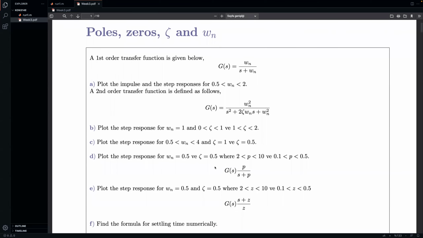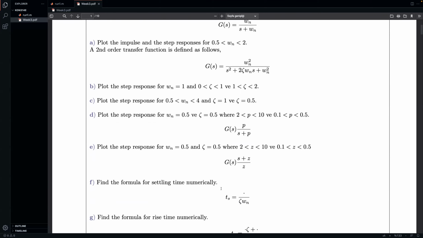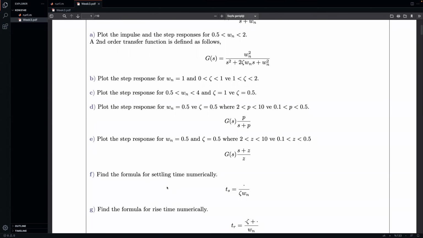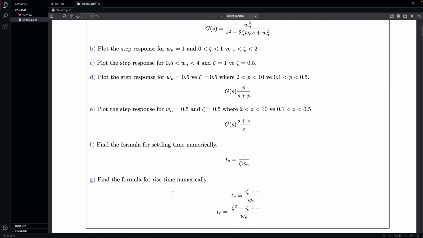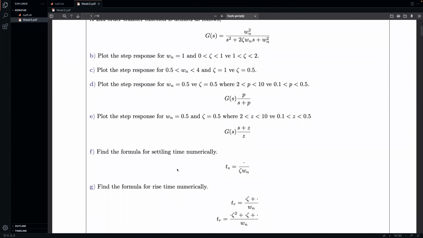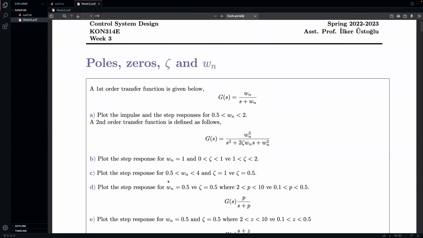Then we will be analyzing the case where we add a third pole or a zero to the system, how this will affect the system's behavior. And then we also have a part where we look at the settling time and rise time, but I'll be covering them just slightly, not entirely, because it's going to be available and it's kind of a task for you to remember and remind yourself how you can numerically acquire the formulas for these two time domain specifications. So let's dive into it.